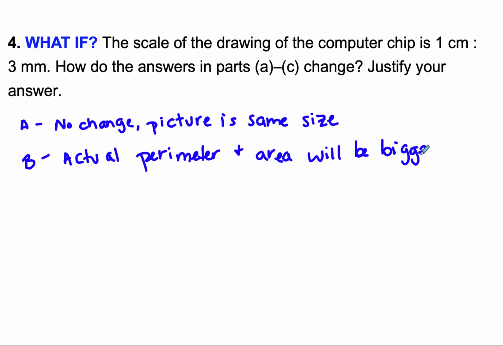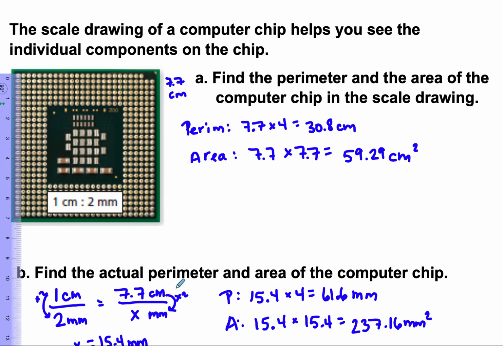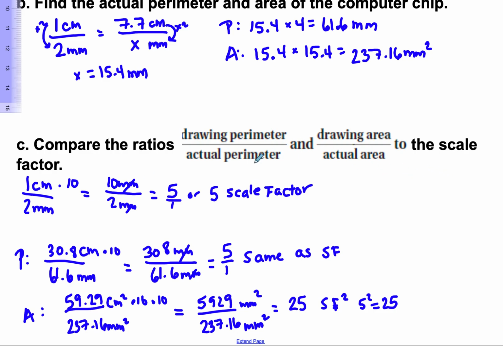This is justify, so let's explain it a little bit. Because you multiply by 3 instead of 2. On this problem, we multiplied by 2 to get our new number. Now we would multiply by 3. So that would make it a little bit bigger for the actual. And then for part C was the ratios, and the ratios would be the same.